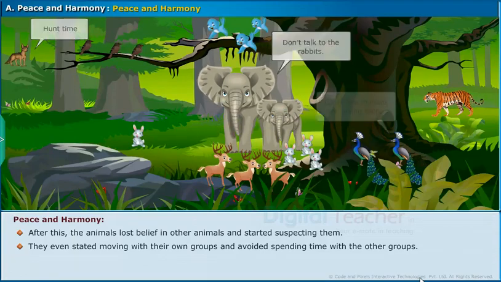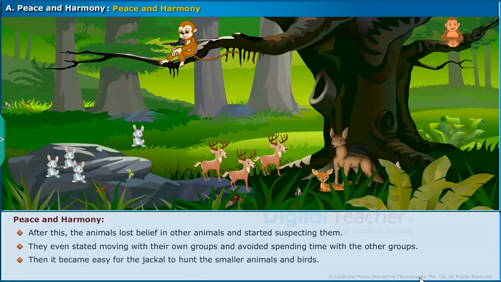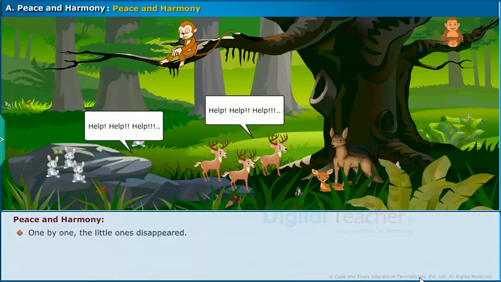Hunt time. Then it became easy for the jackal to hunt the smaller animals and birds. When the smaller ones cried for help, no one came to help them. "Help! Help!" One by one, the little ones disappeared.